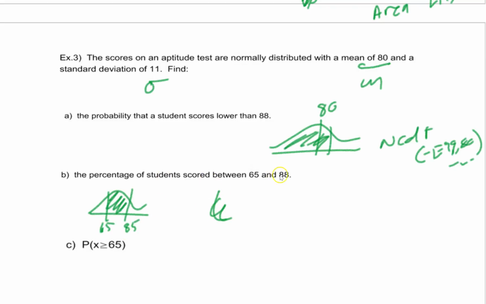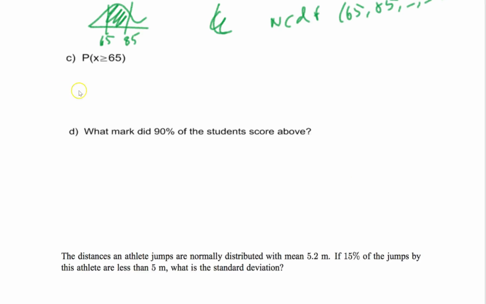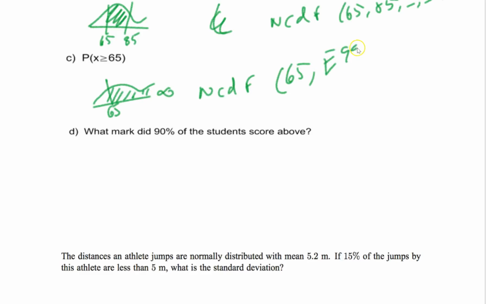Again, in between, right? I don't have a percentage, so normal CDF, 65 to 85, mean and standard deviation. Greater than 65. Draw it. Here's 65. I want greater than. So normal CDF. Lower bound 65. Upper bound infinity, we don't have that, so E99. Mean and standard deviation.